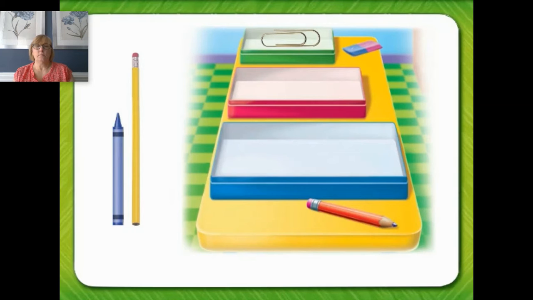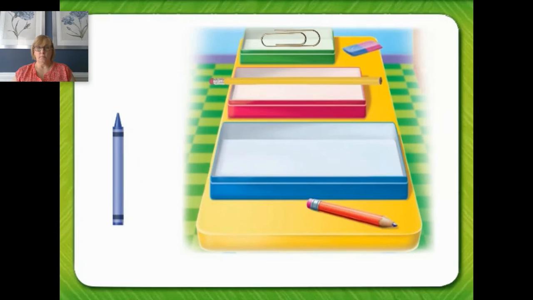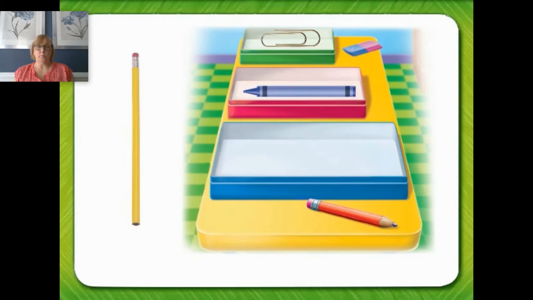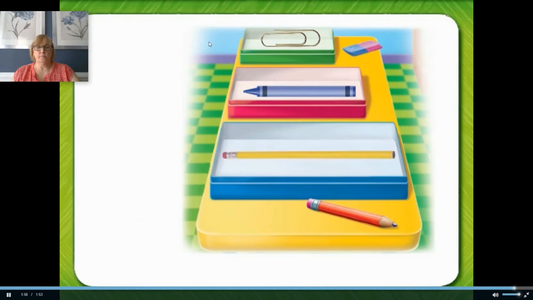Next, let's find the largest object that fits in this box. Since the crayon almost fit in the smallest box, I think it may fit in this box. Yes, the crayon fits in this box. Let's try the pencil, just to make sure. No, the pencil is too large. So, the crayon is the largest object that will fit in this box. Well, I guess that means the pencil is the largest object to fit in this box. Yes, it fits.